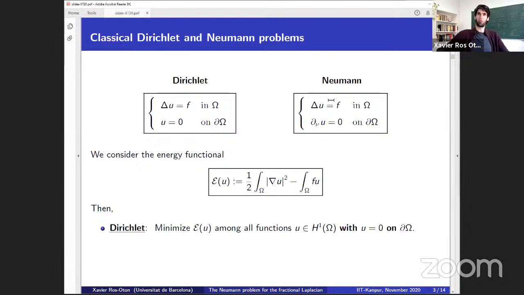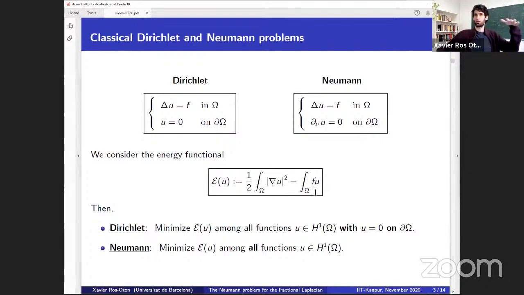For the Neumann problem, basically you do the same, but you minimize the functional among all functions with no restrictions on the boundary. If you minimize the functional among all possible functions in H1, then what you get is that the minimizer, which will be unique up to adding constants, will solve the Neumann problem.